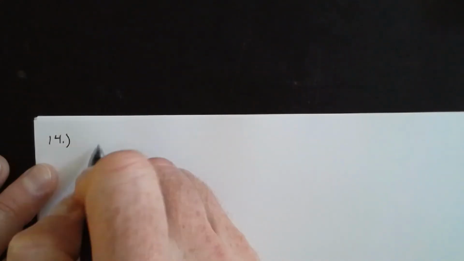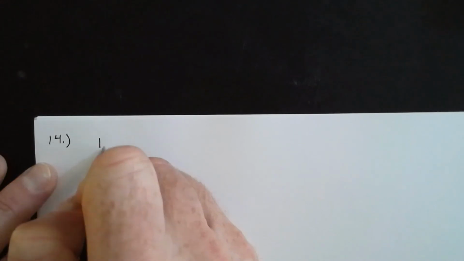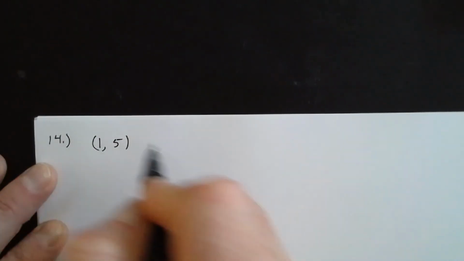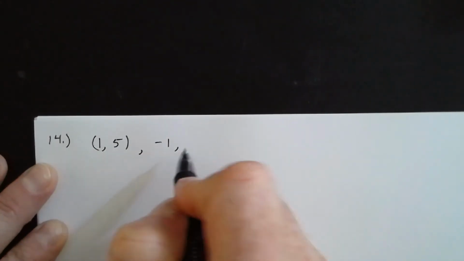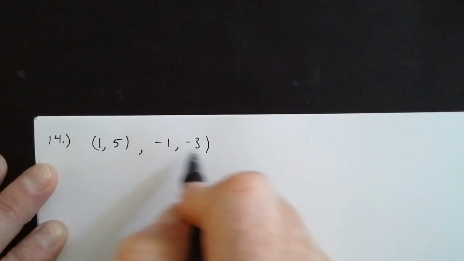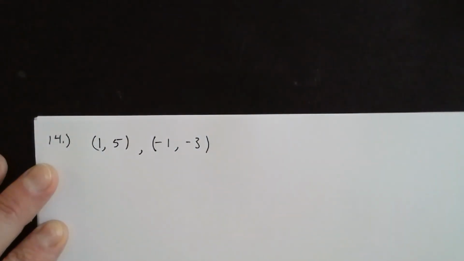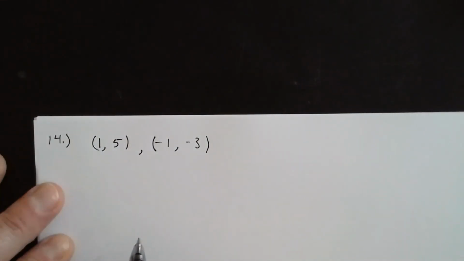Okay, so we're going to pick up. We did quite a bit yesterday, and we're going to pick up today. And again, we are graphing linear equations. And so number 14, let's have a look at. We're given 2 points, (1, 5) and (-1, -3). So we're given 2 points.